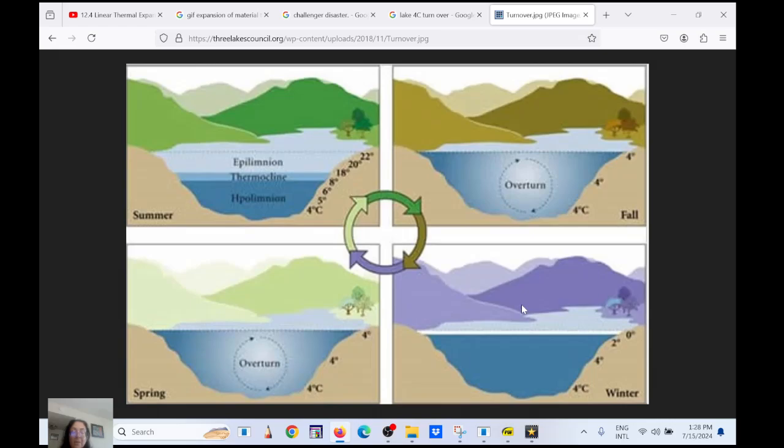And then we get winter. You really have to get to everything at 4 degrees Celsius, if it's really, really cold, but by then spring comes. And in spring, you also have an overturn again, because the top layer will be 4 degrees Celsius, so it will sink. So you have another turnover.